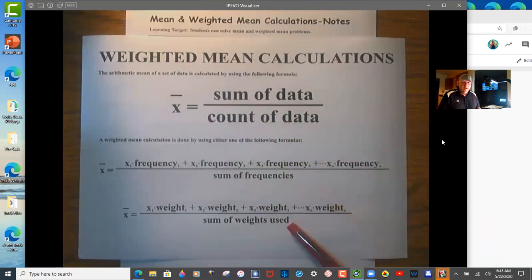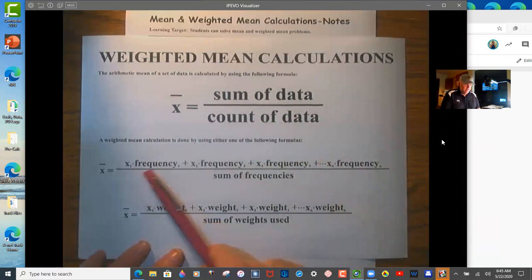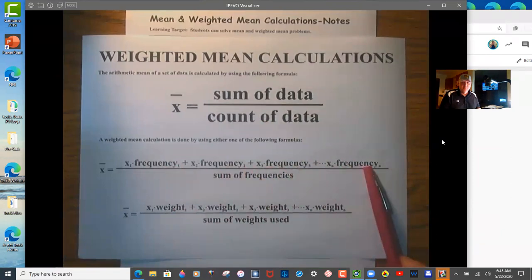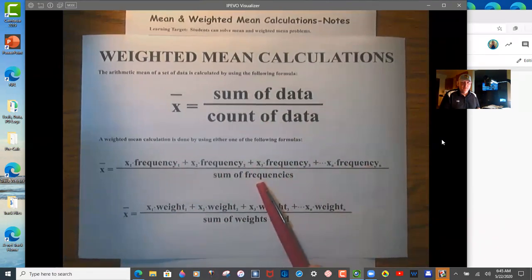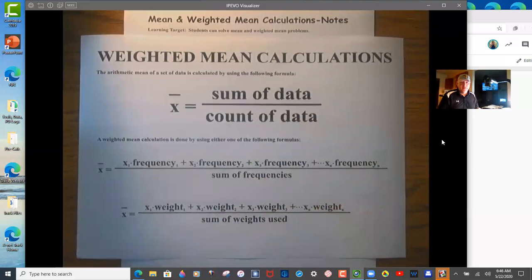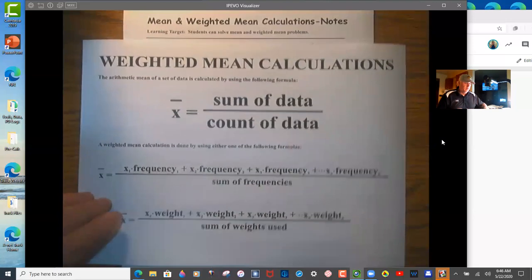And you can look at a weighted mean from one of two vantages. So the data element times its frequency, and that's going to be your sum over the sum of frequencies. Or you can consider if there are weights attached to the data elements. Let's say you had a grading system where the test weighed 50%, the homework weighed 20%, so on and so forth. You would do this divided by the sum of the weights used.